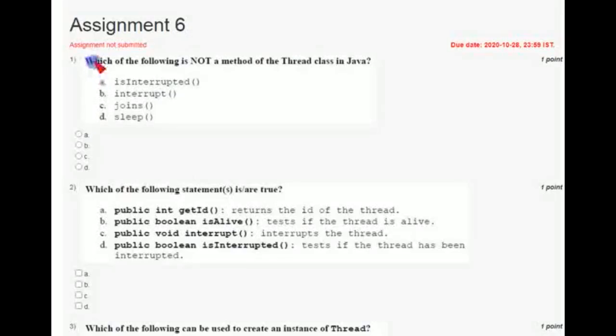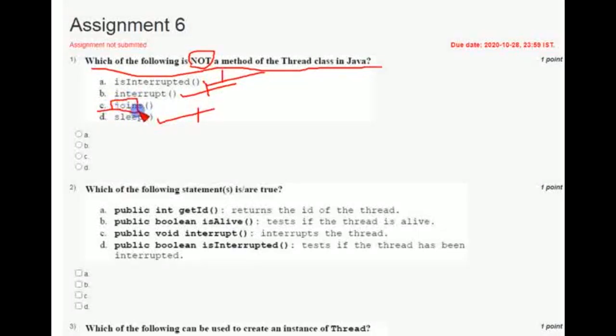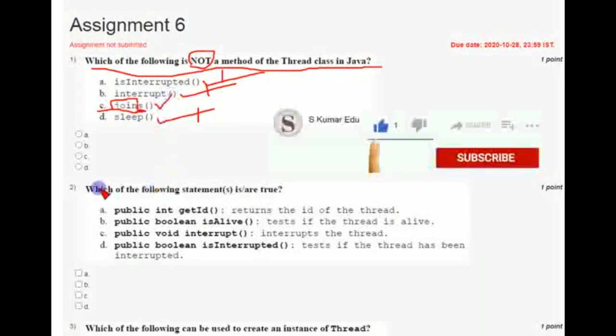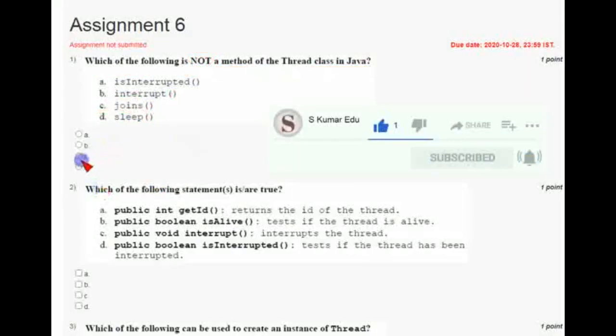Which of the following is not a method of thread class in Java? If you see this, isInterrupted, interrupt and sleep, all these are methods of the Thread class in Java, but they asked which is not a method, so these are not the right answer. And finally, joins does not exist, only join exists, but they have given it with an extension, so this is the required answer. So mark option C as the correct answer.